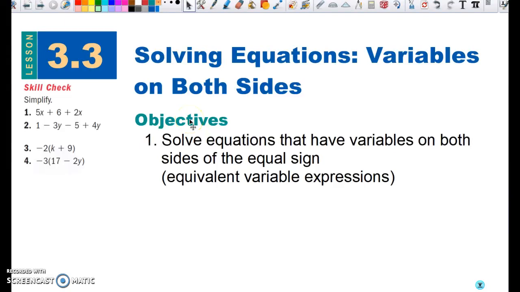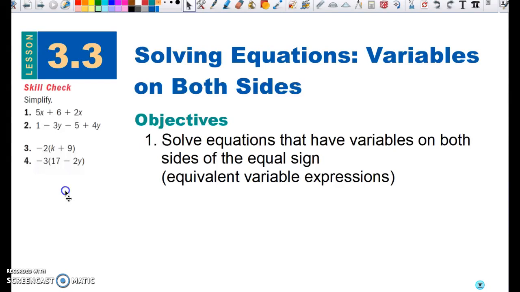Alright, welcome back. It's the third lesson today, and we're going to keep on solving. This stuff is still the same as it's been the entire day, and it's going to continue to be focusing on finding that value of x that makes an equation true. Start with a skill check and make sure you pause and get that done quickly.